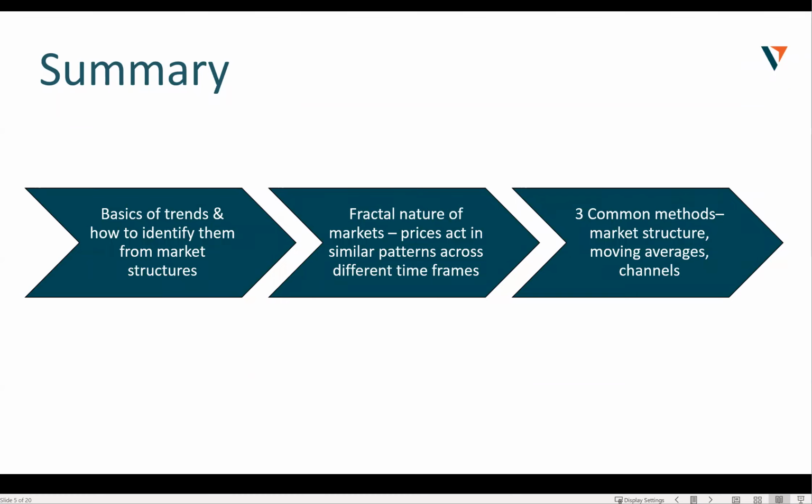And then finally, in last week's session, we covered the 3 common methods that we use to determine trend. The first one is market structure. The second one is moving average. Essentially, a moving average is an indicator, so you're able to track the average of the price across a certain specified period. And then finally, we also covered channels. So this is a brief summary of last week's session.